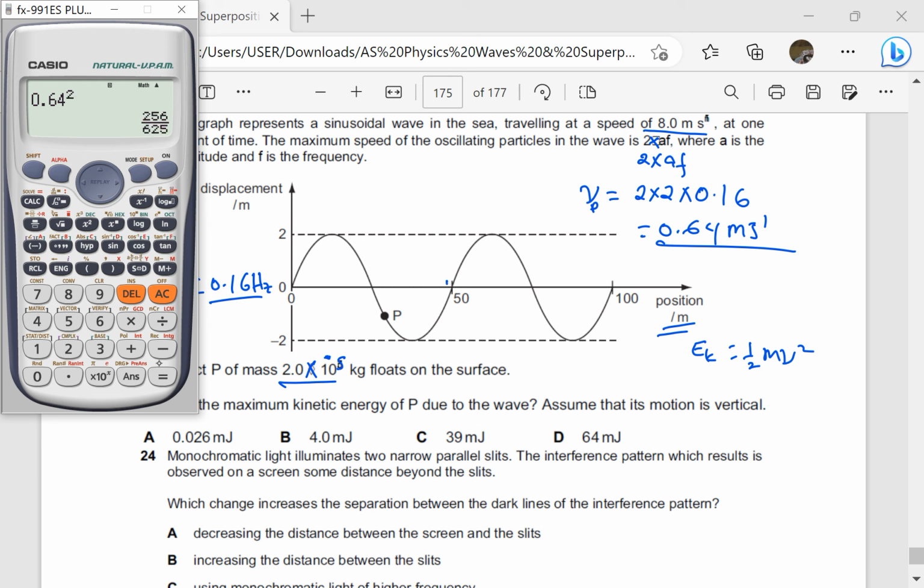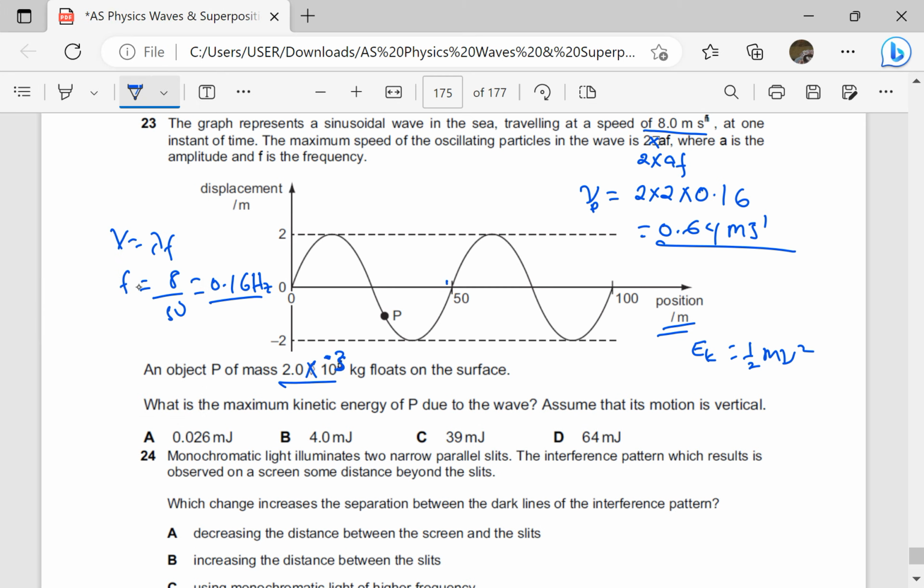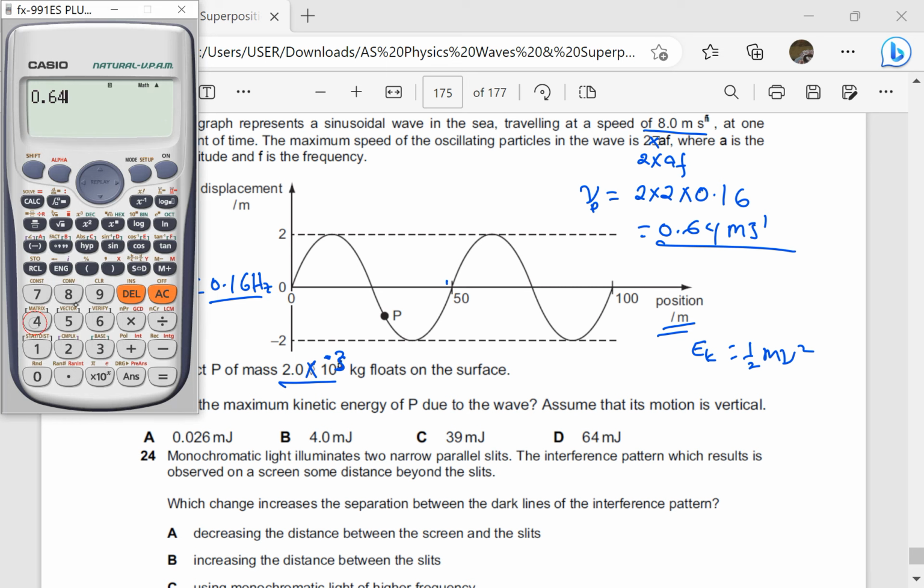0.64 squared, then times the mass, which is 2 exponent negative 5, then divide by 2. Check the power of 5 here. Perhaps it's power 3. So this is 0.64 squared times 2 exponent 3, divide by 2. Sorry. 0.64 squared times 2 exponent 3 divided by 2.